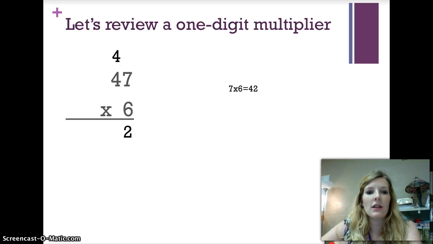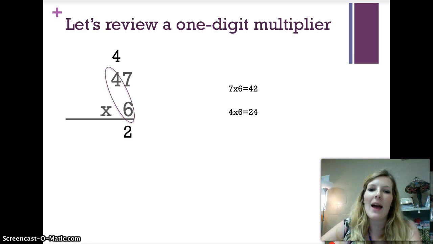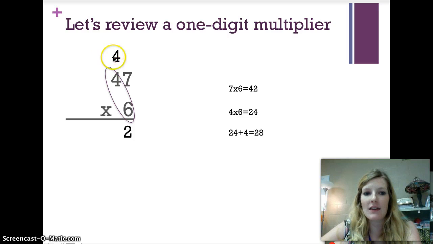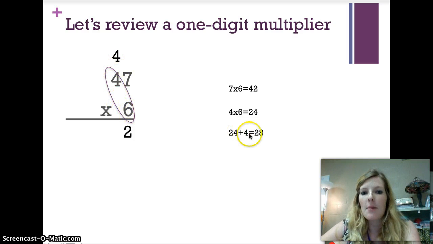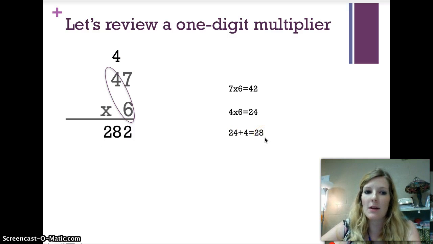I got my answer. Now I need to do 4 times 6. 4 times 6 equals 24. Am I finished? No, I have to add in what I carried, this up here, that gets added in. So 24, which is my answer here, plus the 4 more that I carry equals 28. So then I just write my 28 right below. My answer is 282.